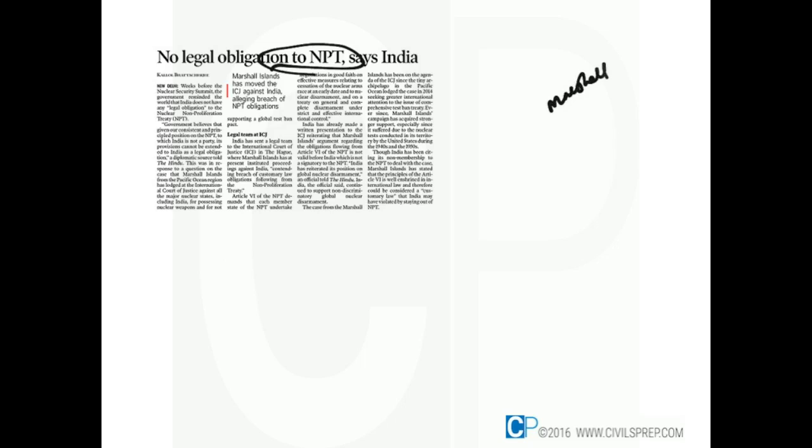It filed a case against nuclear weapon states including India on lines of global disarmament and for not adhering to the test ban treaty, etc. So India has replied that it is not a signatory of NPT and it is not legally binding onto it.